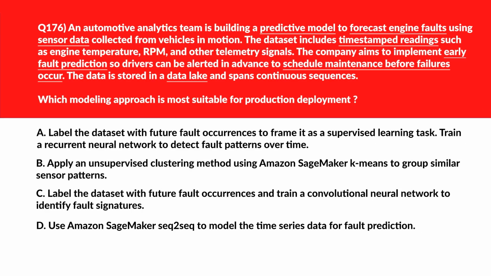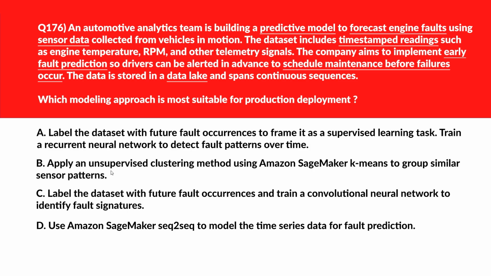We'll look at first option A. Option A says label the dataset with future fault occurrences to frame it as a supervised learning task. Train a recurrent neural network to detect fault patterns over time. RNN captures temporal dependencies in sensor sequences, enabling early fault prediction. Let's keep it. We'll move to B.